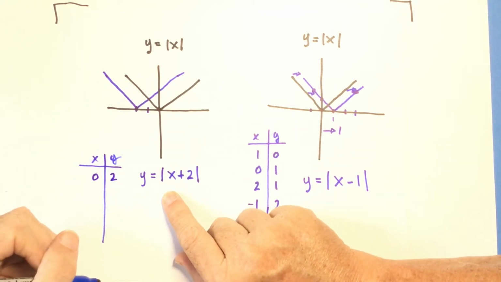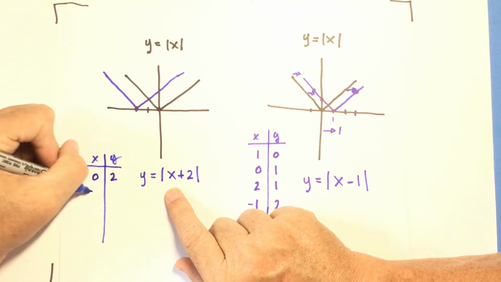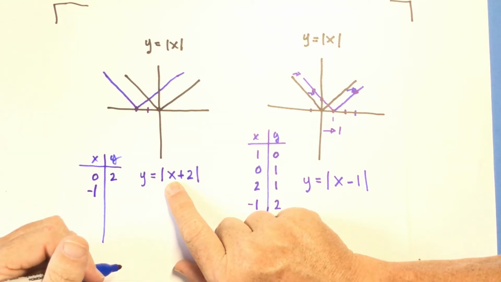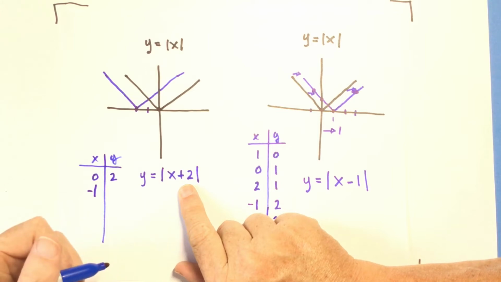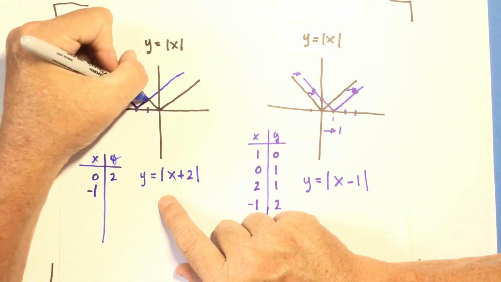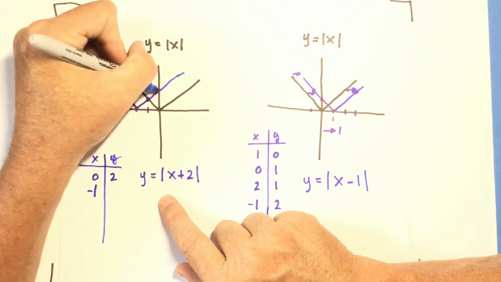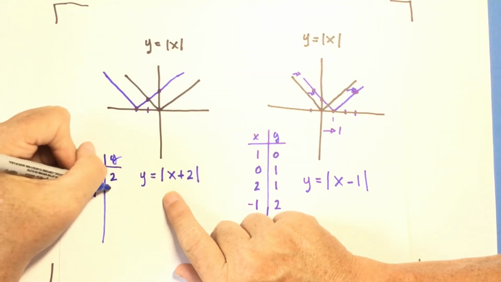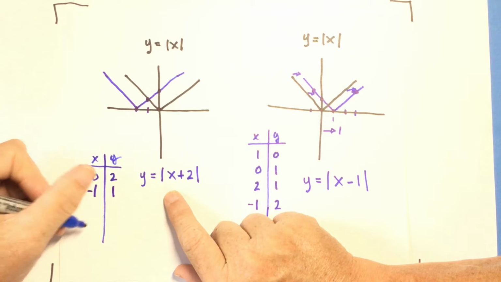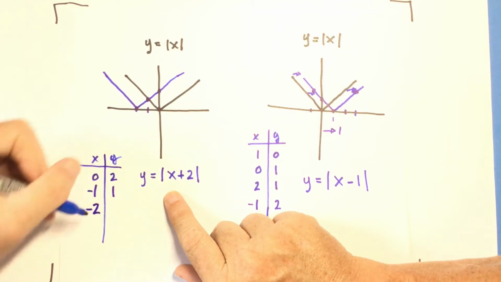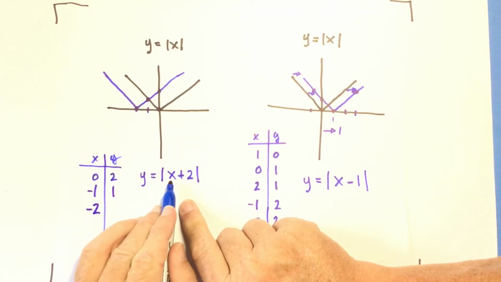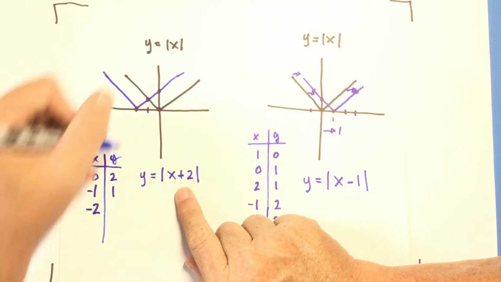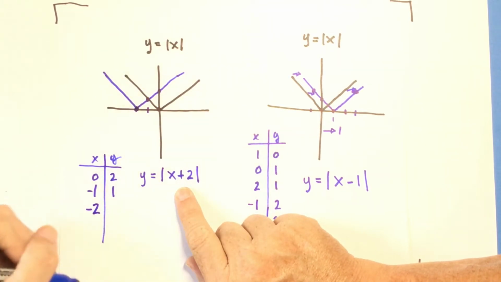Awesome. All right, let's see what happens when x is negative 1. When x is negative 1, I have minus 1 plus 2, which is a positive 1. So y is just 1. Look at that, that's that point right there. When x is negative 2, now what happens? Negative 2 plus 2 is 0. The absolute value of 0 is 0. y equals 0. That's that point right there.